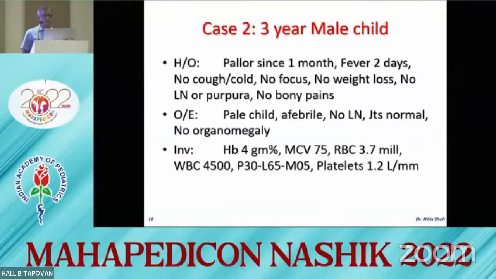WBC is 4,500. 30 neutro, 65 poly, and 5% monocyte, and a platelet of 1.2 lakhs. Now, because you have dengue, malaria, viral infection, so many where you see low platelets, he said, okay, this looks like just some nutritional anemia, like maybe, and child is so pale, he will go into failure.